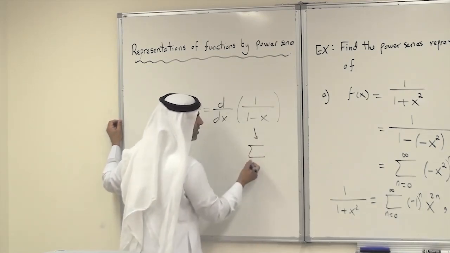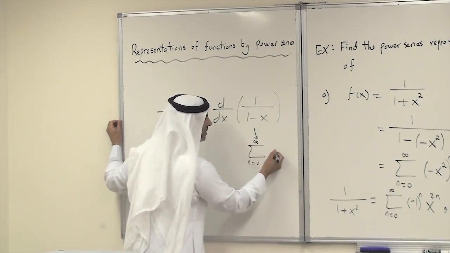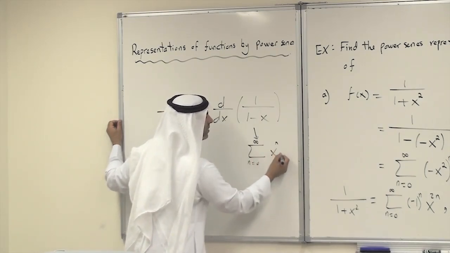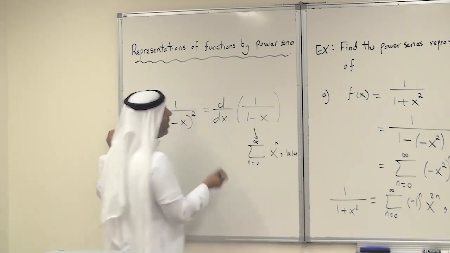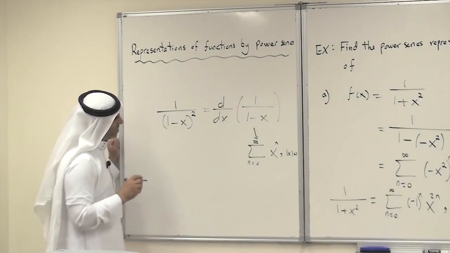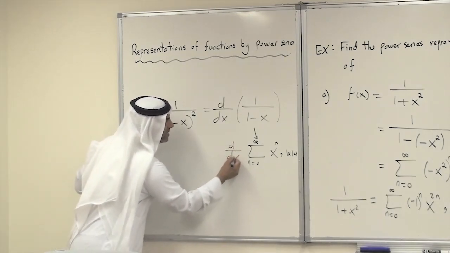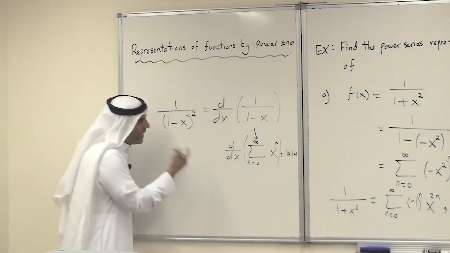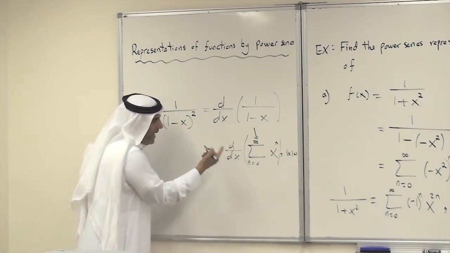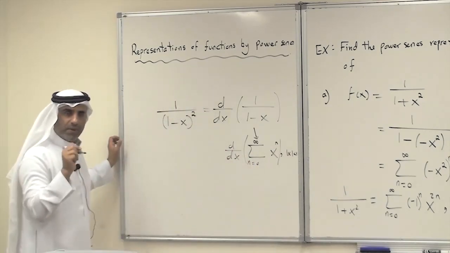We have the representation of this to be the sum for n equal to 0 up to infinity of x to the power n, and we know that this is true if the absolute value of x is less than 1. So, the next question will be, can we differentiate a power series? If we can do that, how to do it? And what is the new radius of convergence? That is one point we need to discuss.